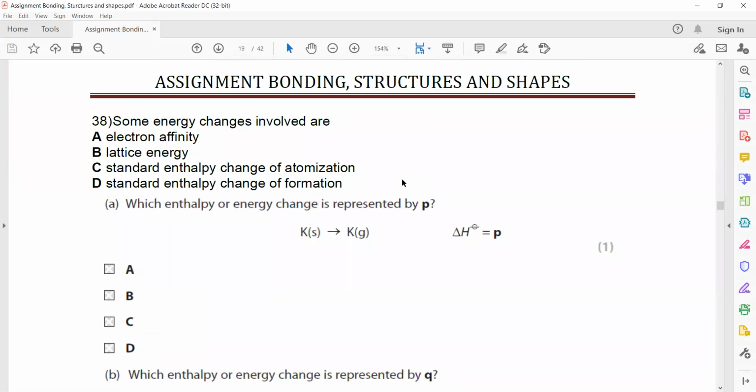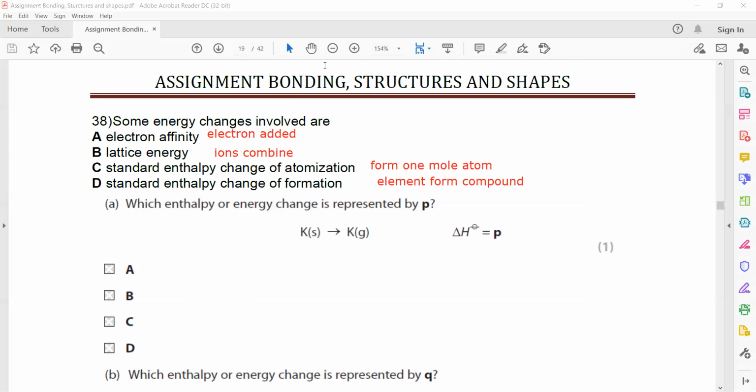Question 38. Some energy changes are involved. Electron affinity means when an electron is added to a neutral gaseous atom. Lattice energy means when ions in the gaseous state combine to form a compound. Standard atomization means when we produce 1 mole of atoms in a gaseous state. And formation means when elements form the compound. That's called formation.